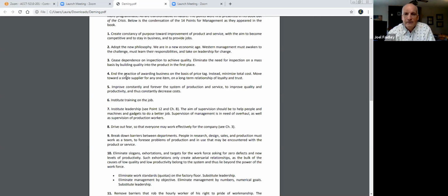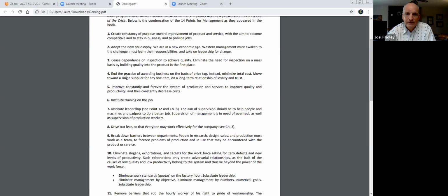Number 4, end the practice of awarding business on the basis of price tag, minimize total costs. Move toward a single supplier. Some people would argue that's probably not wise. You need to have multiple suppliers, but he is stressing long-term relationship of loyalty and trust. Cost is important, but that's not the overall end all.